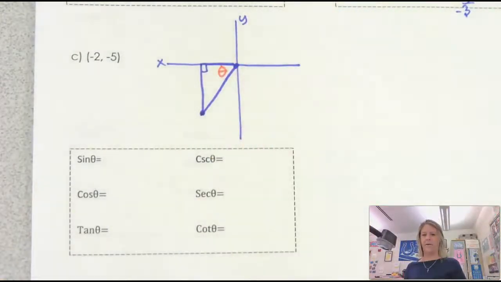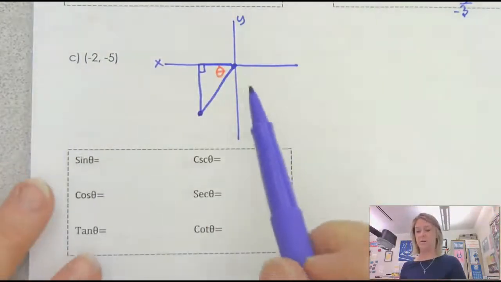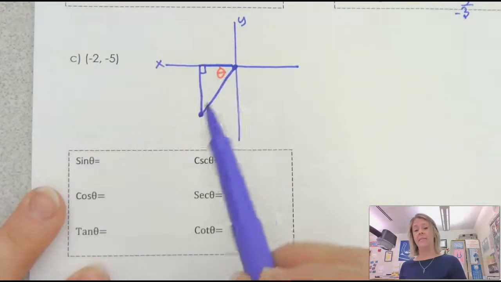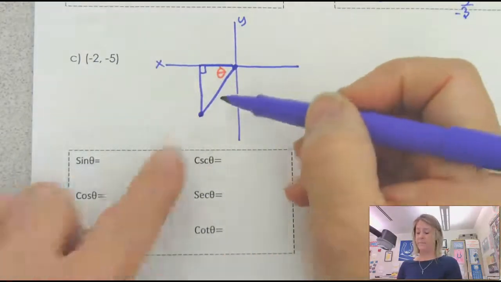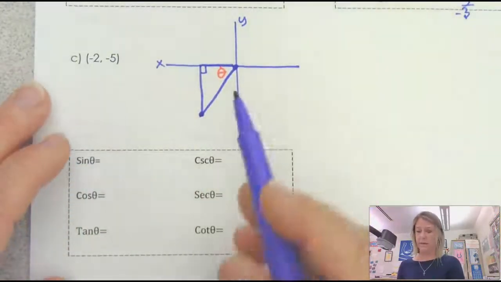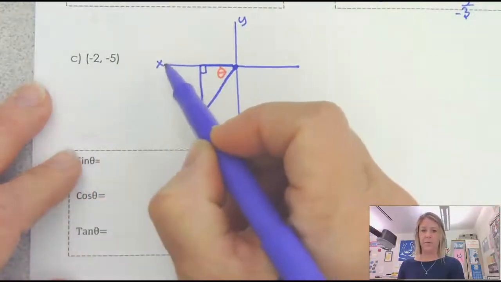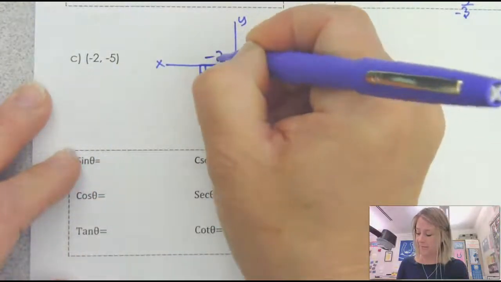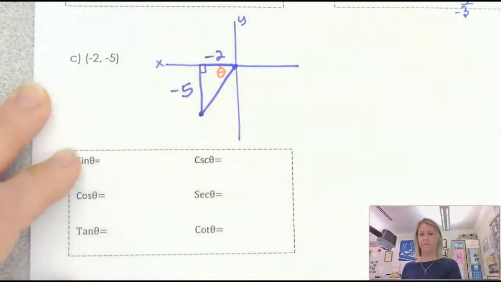I'm going to draw in my, technically what that is, that's a reference angle. We did reference angles already. It's the angle that touches the x-axis, and our radius, hypotenuse in this case, is what's going to help us find what we need. All right, so here, what I have is I started at the origin, I went left 2, so this side is -2. And then I went down 5, so that side is -5.